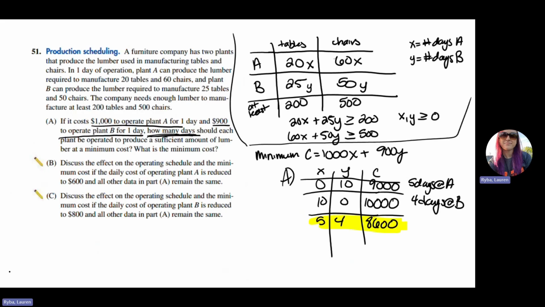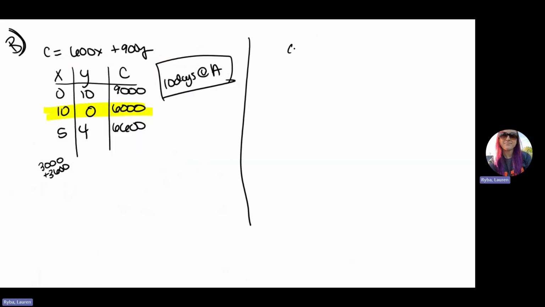And part C says discuss the effect on operating schedule and minimum cost if the cost of operating plant B is reduced to 800, but everything going back to A stayed the same. So I'm now back to $1,000 for A, but instead of 900, it's now down to 800 for B. So 1,000 for X, and now 800 for Y.